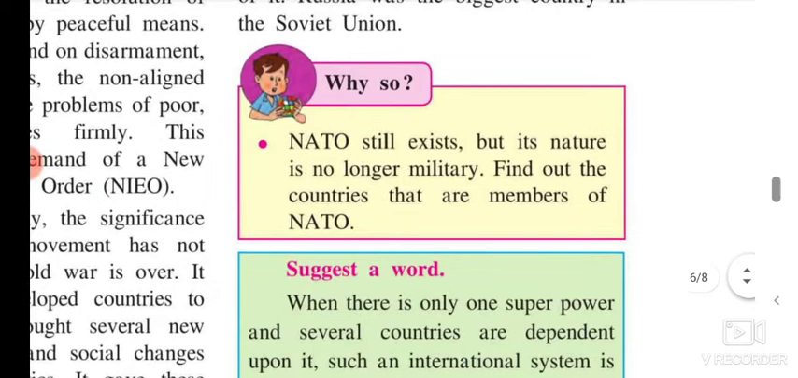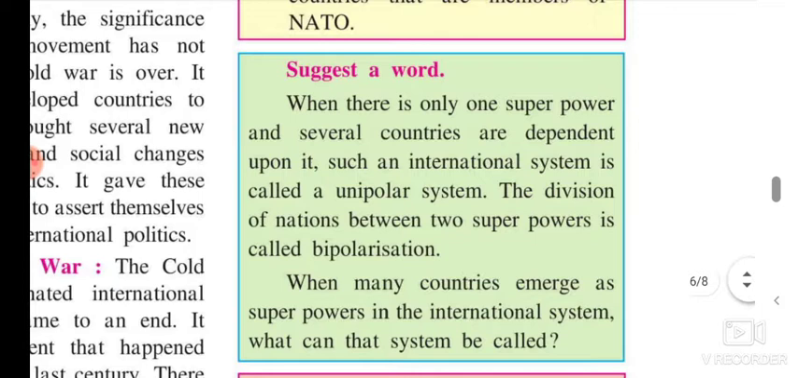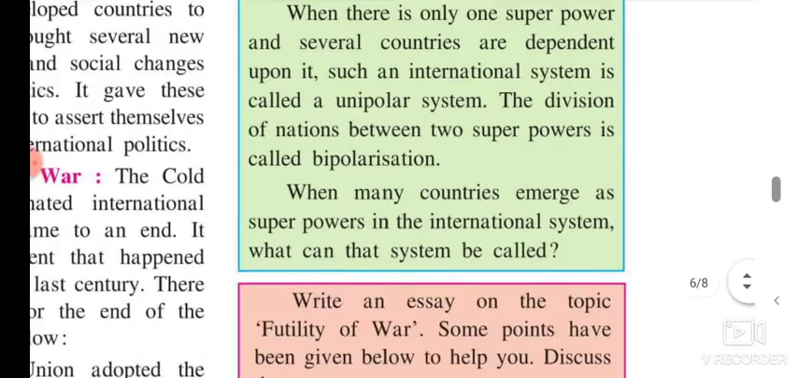We have tasks over here. First one, why so? NATO still exists, but its nature is no longer military. Find out the countries that are members of NATO. We have another activity here, suggest a word. When there is only one superpower and several countries are dependent upon it, such an international system is called unipolar. The division of nations between two superpowers is called bipolarization. When many countries emerge as superpowers in an international system, what can this system be called? It's an activity, you should guess a word which is suitable.